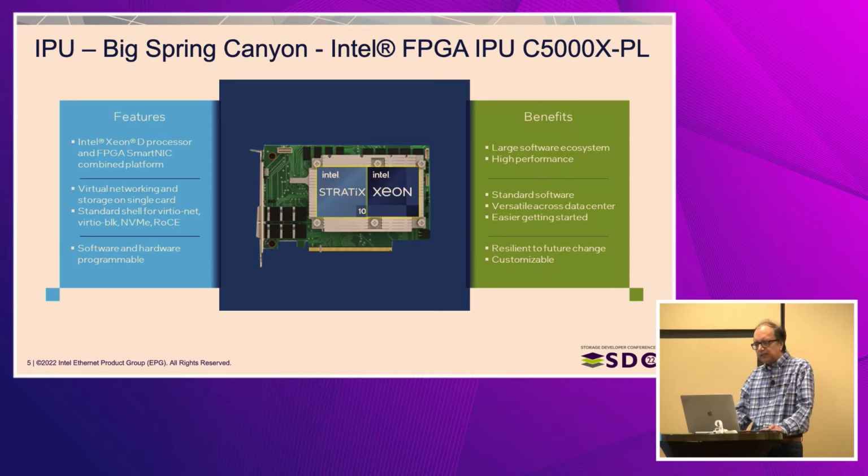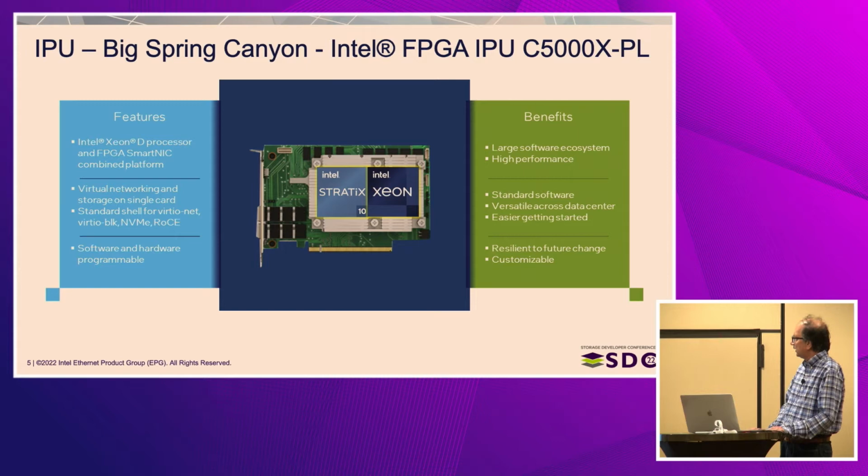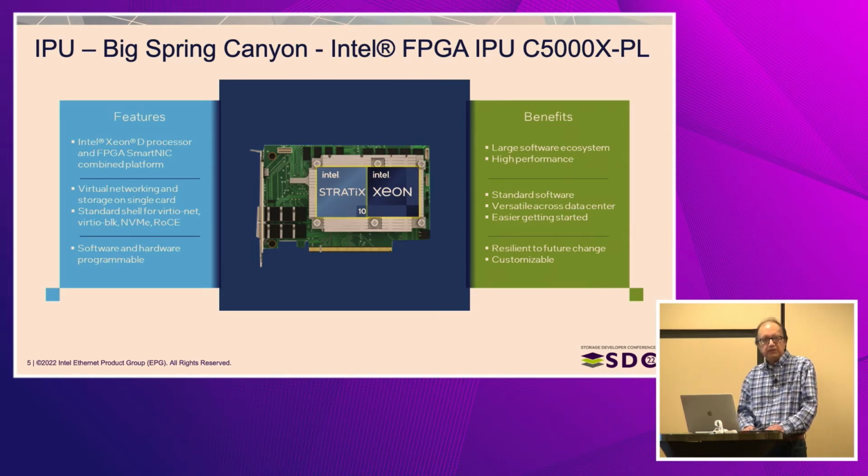So the Big Spring Canyon is an FPGA-based Intel IPU. It uses the Stratix 10 FPGAs, and it also has a full-fledged Hewitt-Lake D Xeon class processor. It's a 50 gig network processing card, which can be configured as a single port of 50 gig or two ports of 25 gig. And it has some of the standard hardware blocks that go into an FPGA, such as PCIe, memory controller, etc. But it also has a fully compliant virtio-net and virtio-blk interface implemented in hardware, as well as some of the packet processing block. And we'll talk more about the Big Spring Canyon later.